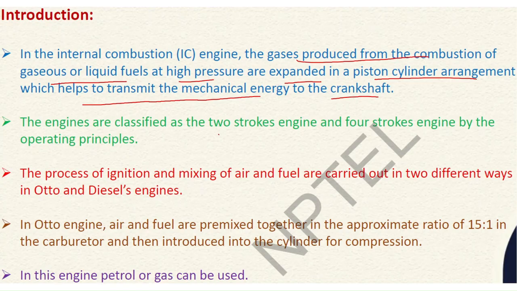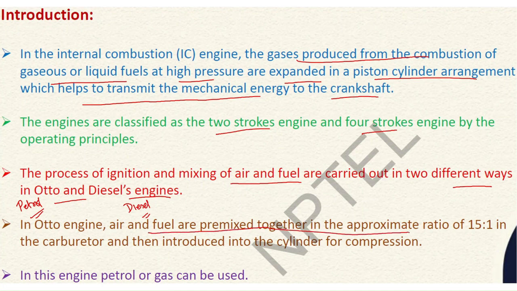The engines are classified into two types: the two-stroke engine and the four-stroke engine. The processes of ignition and mixing of air and fuel are carried out in two different ways: the Otto cycle and the diesel cycle. The Otto cycle is basically the petrol engine, and this is the diesel cycle, the diesel engine. In the Otto cycle, air and fuel are premixed together in the approximate ratio of 15 to 1 in the carburetor, and then introduced into the cylinder for compression.